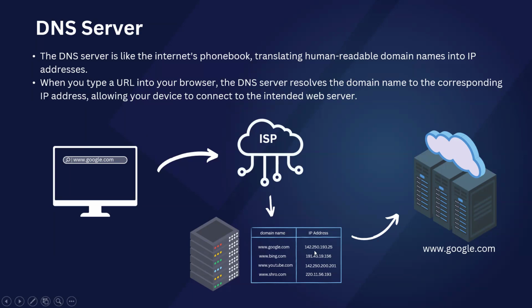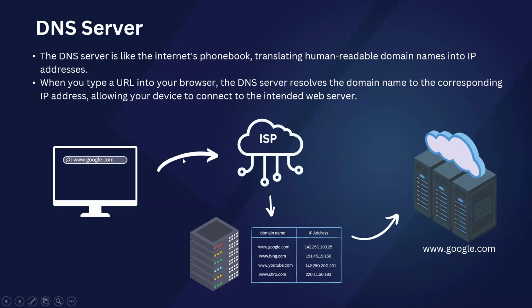between every domain and every IP. So google.com is linked to so-and-so IP, Bing.com is linked to so-and-so IP, YouTube is linked to so-and-so IP. So basically every domain has an IP address, and the DNS server has a record translating human readable domain names into IP addresses.